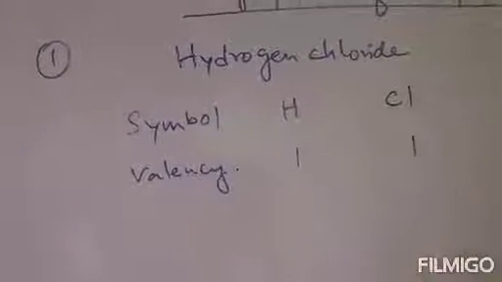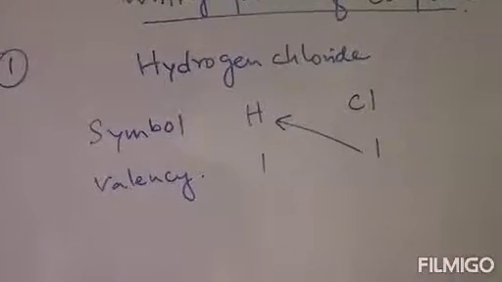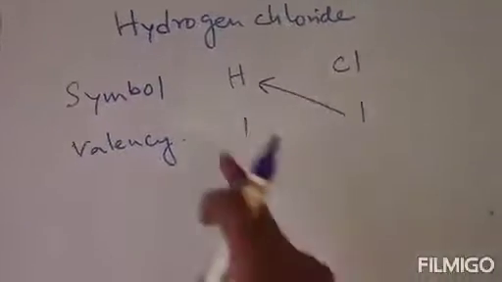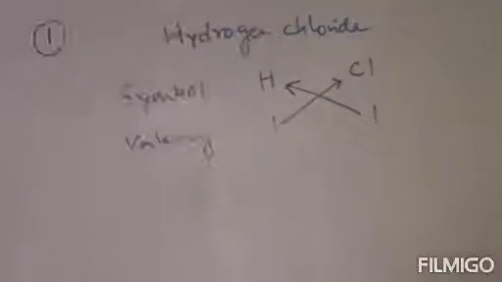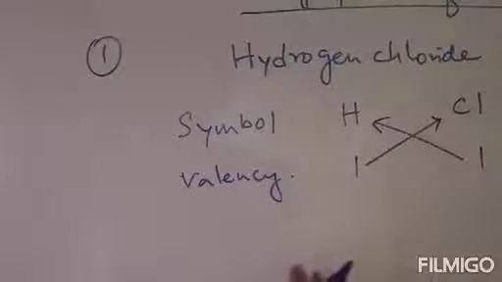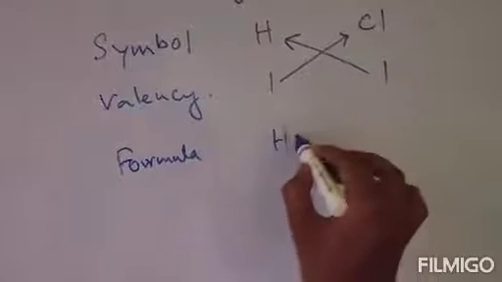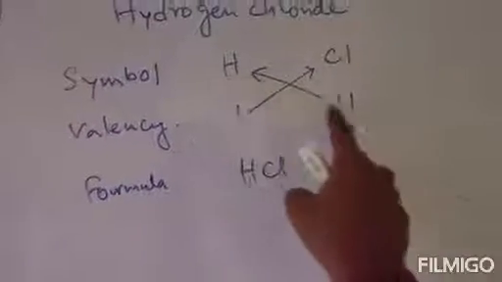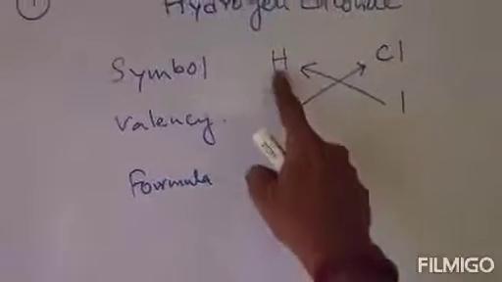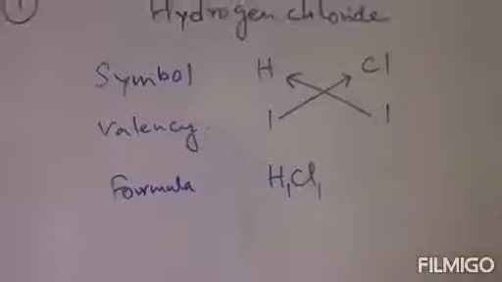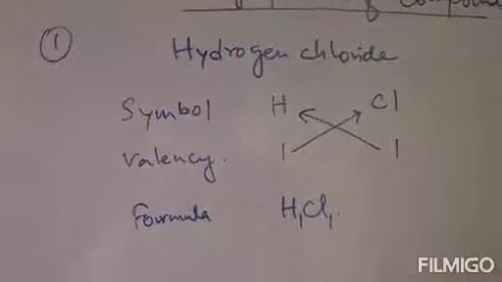That means the valency of chlorine will be taken up by hydrogen and the valency of hydrogen will be taken up by chlorine. That means it is a cross multiply, simply cross multiply. Clear. Next, the formula will be HCl, because if hydrogen is taking up the valency of chlorine and chlorine is taking up the valency of hydrogen, the formula should be H1Cl1, since the valency of chlorine is 1 and the valency of hydrogen is also 1.